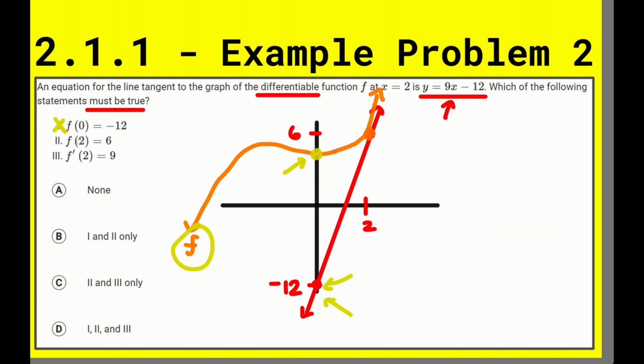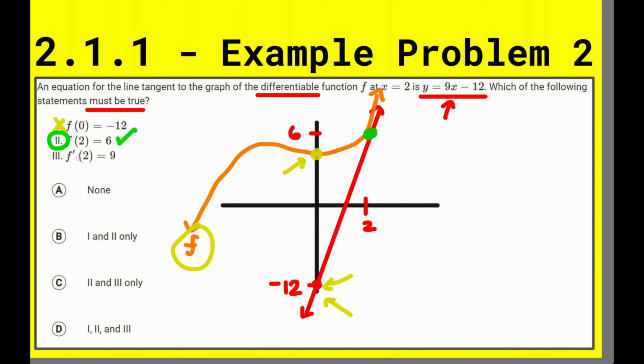Roman numeral 2, f of 2 equals 6. f of 2 has to equal 6 because there's a tangent line there. And if there's a tangent line there, then the graph, the orange, the f, has to be there as well. So this actually does have to be true. So I'm going to circle that. That definitely has to be true.